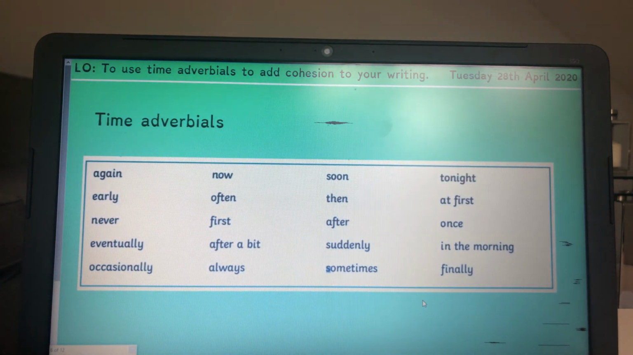So here are some time adverbials. Have a look at those. You probably know quite a few of them. We've got eventually, never, early, first. Some that aren't on there, which we might use in persuasive writing, are firstly, secondly, after that, next.